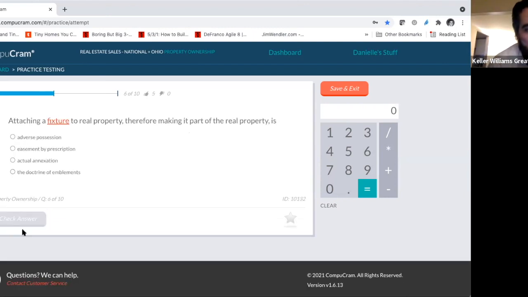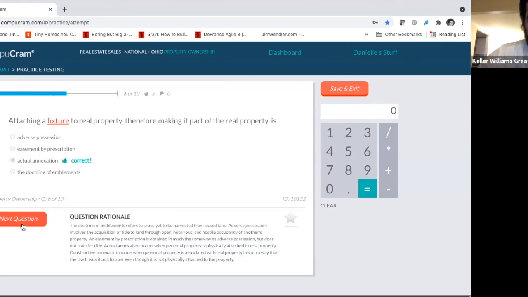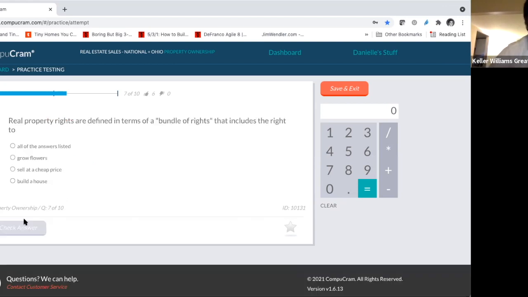All right, attaching a fixture to real property, therefore making it part of real property, is A, adverse possession, B, easement by prescription, C, actual annexation, or D, the doctrine of emblements. That's right. This one's going to be C, actual annexation. The doctrine of emblements refers to crops on leased land. Easement by prescription is obtained in the same way as adverse possession, but does not transfer title. So that'd be, I've been driving through the back 40 of this guy's property to get to the other side of my land for 20 years, and so the easement just exists out of thin air. The actual annexation is the physical attachment of a fixture to real property.